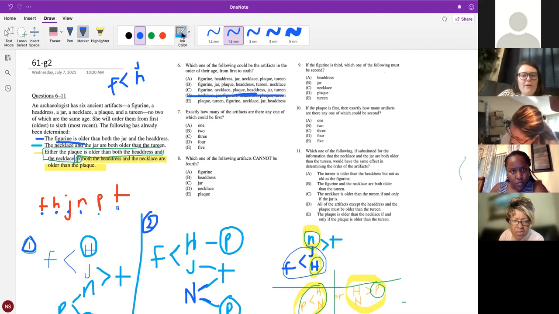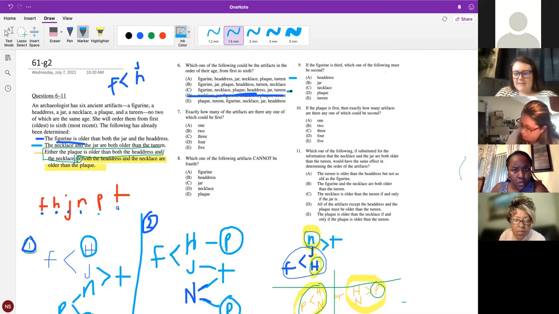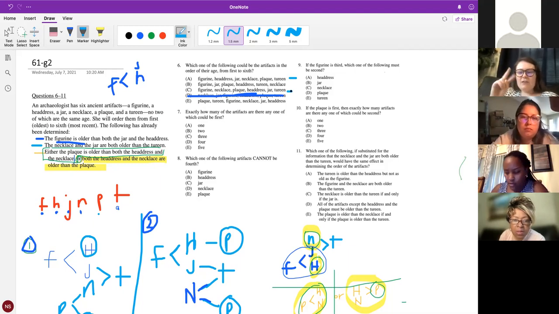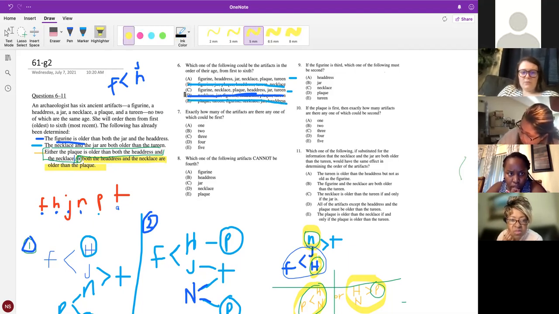I would go then on to rule 2, where it says necklace and jar are both older than the tureen. So I would actually look for the tureen to be last. I'm not even going to look at A and C because the tureen is automatically last. So that's easy. But I'm looking for N and J before T. So I can cross off B. And then I can cross off E too, because the tureen is before the necklace and jar. And so without even looking at the last, we have 2.